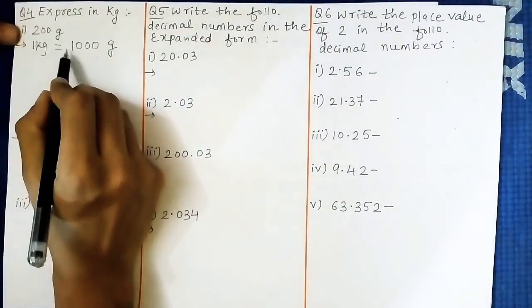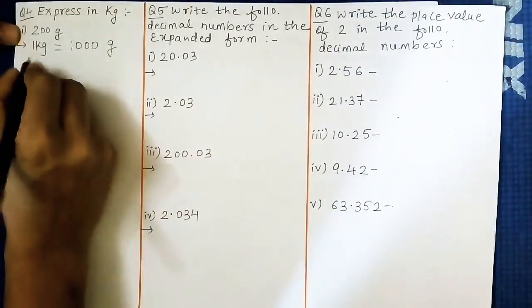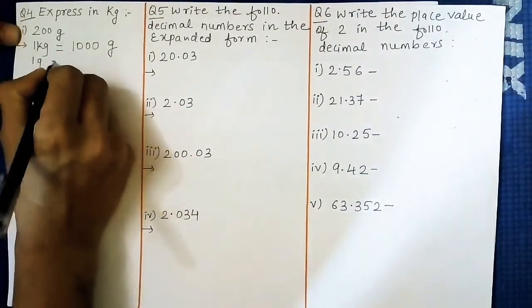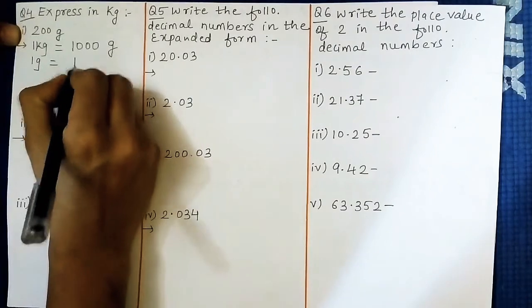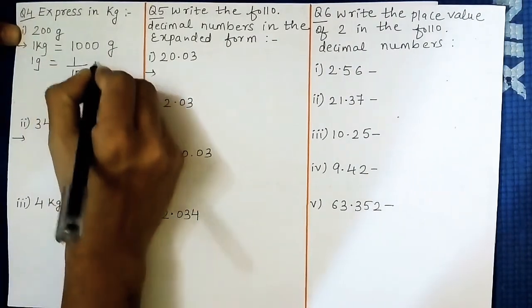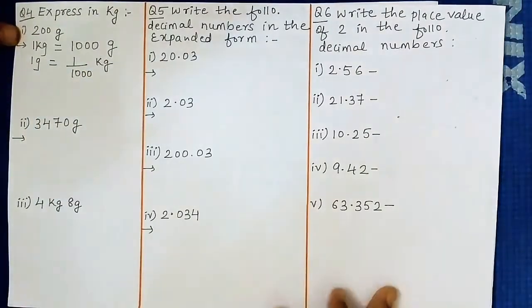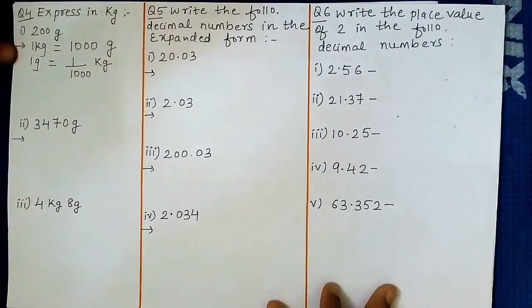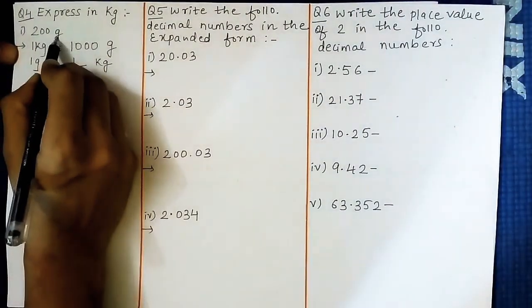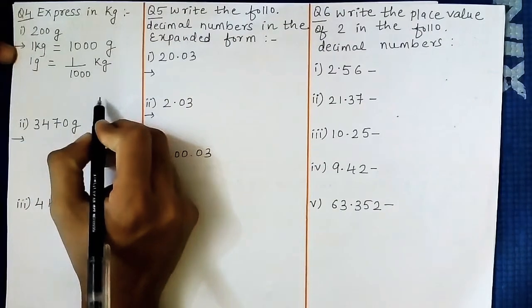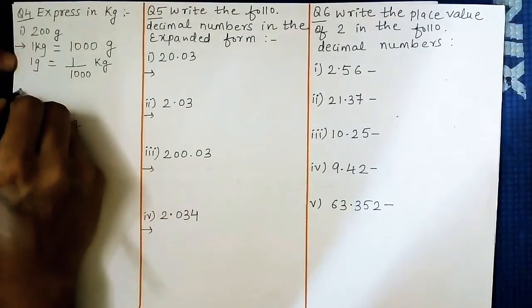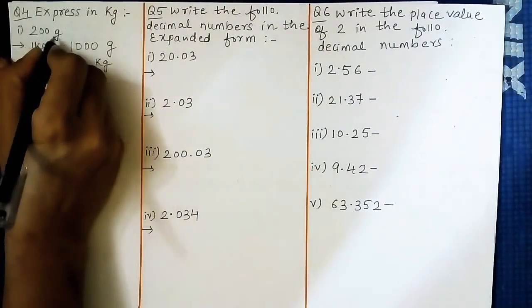So whenever from smaller unit we convert to bigger unit, we divide. So 1 kilogram equal to 1000 gram. So what will be 1 gram? So 1 gram will be equal to 1 upon 1000 kilogram. So we will divide by 1000. Okay, so for converting gram to kilogram we will divide by 1000. So our first question is 200 gram.